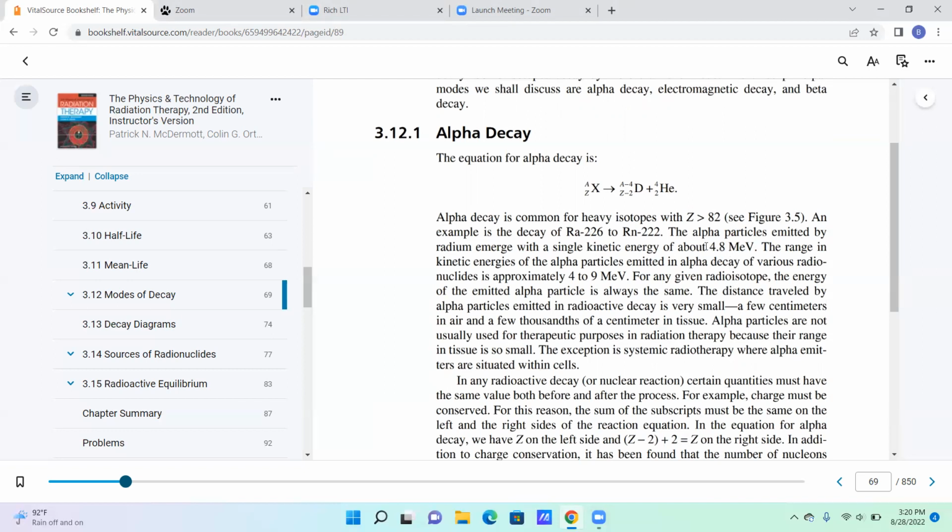The range in kinetic energies of the alpha particles emitted in alpha decay of various radionuclides is anywhere from 4 to 9 MeV. For any given radioisotope, the energy of the emitted alpha particle is always the same. The distance traveled by the alpha particles is very small, just a few centimeters in air, or a few thousandths of a centimeter in tissue. Alpha particles are not usually used for therapeutic purposes because their range in tissue is so small. The exception is systemic radiotherapy, where alpha emitters are situated within cells.